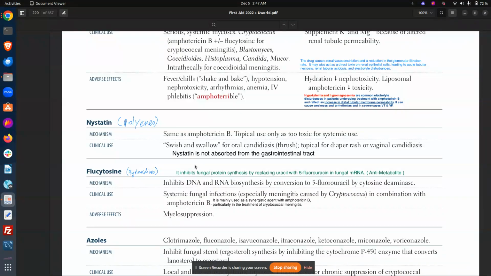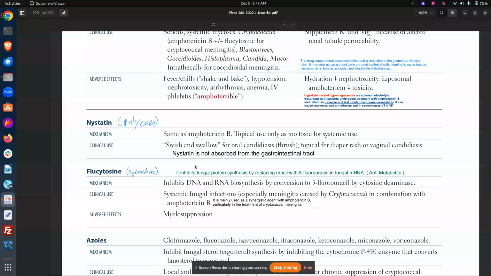What are the clinical uses of flucytosine? One high yield point, remember, it is used for systemic fungal infections, especially for cryptococcal meningitis, along with amphotericin B. I will repeat this point again with amphotericin B, but remember flucytosine, one point. If you have to remember only one point related to flucytosine, always remember that it is used for cryptococcal meningitis in combination with amphotericin B. So we will use flucytosine plus amphotericin B in patients with cryptococcal meningitis.